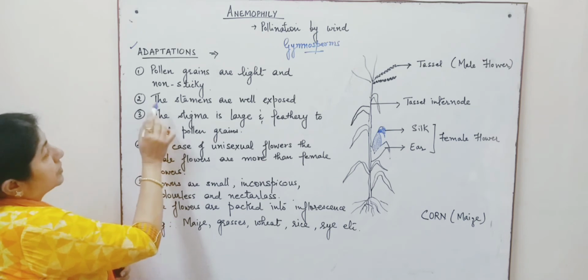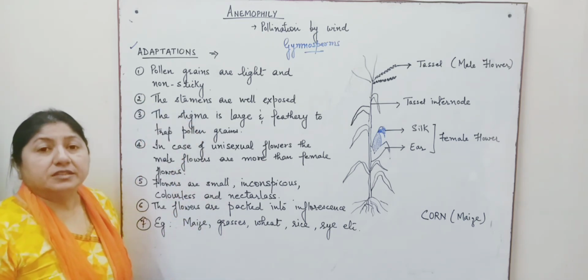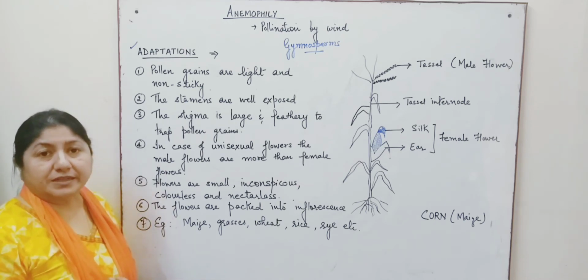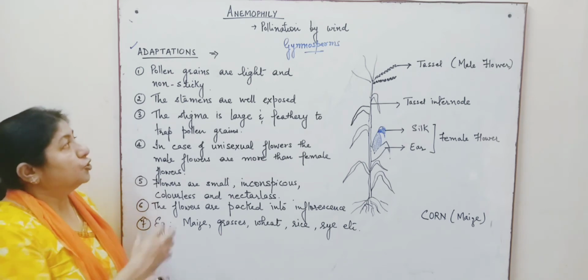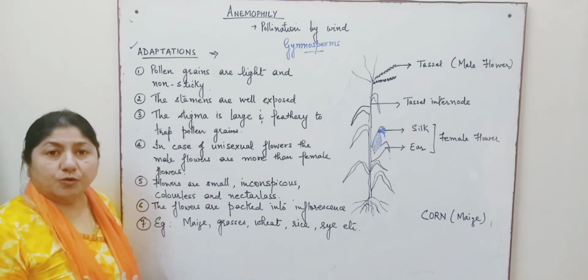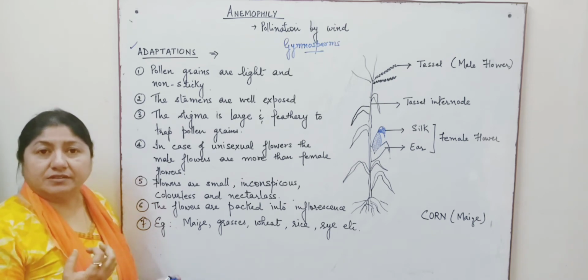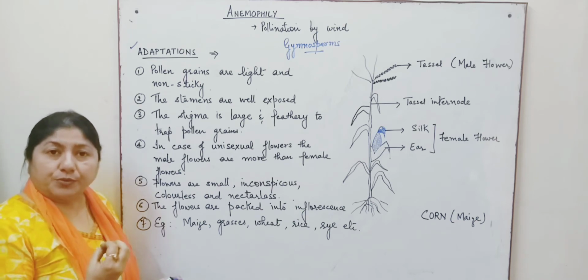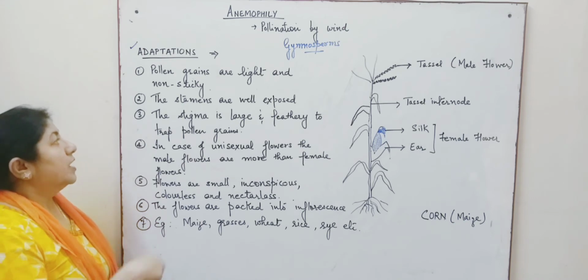The second important adaptation is the stamens are well exposed. Stamens need to be well exposed. Stamens are the male reproductive part carrying the anther, that is having the pollen grains. So the stamens are well exposed. As a result, when the dehiscence of the anther takes place, the pollen grains can be easily carried by the wind to different places for fertilization.